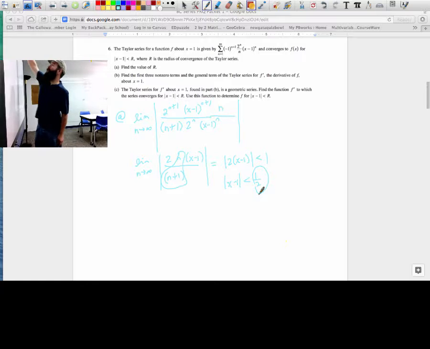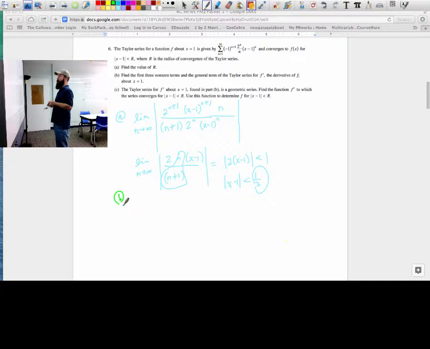So for part B, find the first 3 non-zero terms in the general term of the Taylor series for f prime about x equals 1. So this is the f around x equals 1. We're looking for f prime. And you can either do this by generating the first 3 terms of f and then taking the derivative and then figuring out what the general term is, or figuring out the general term and then generating the 3 from that. I'm going to do the latter.